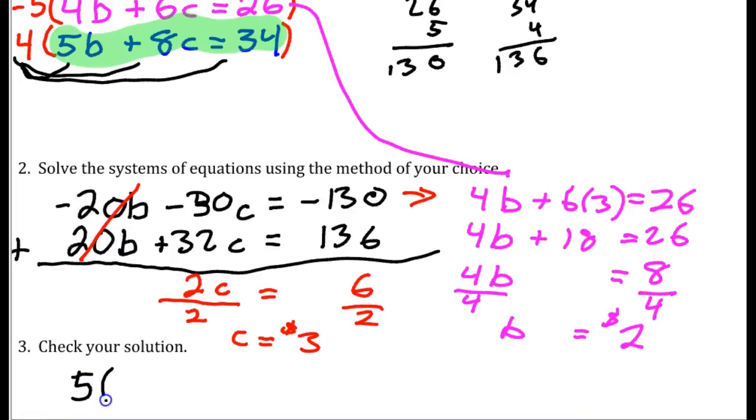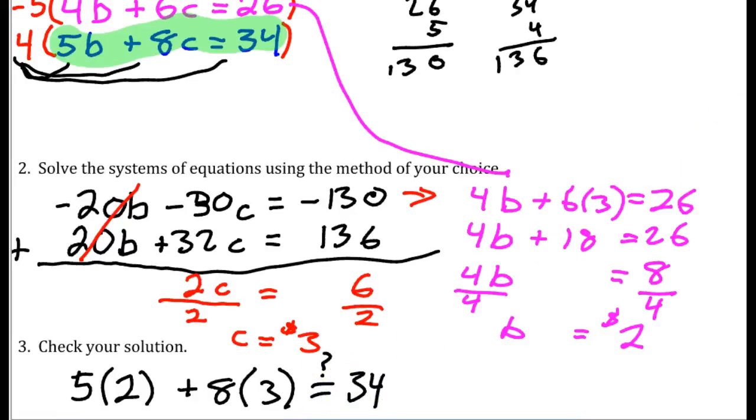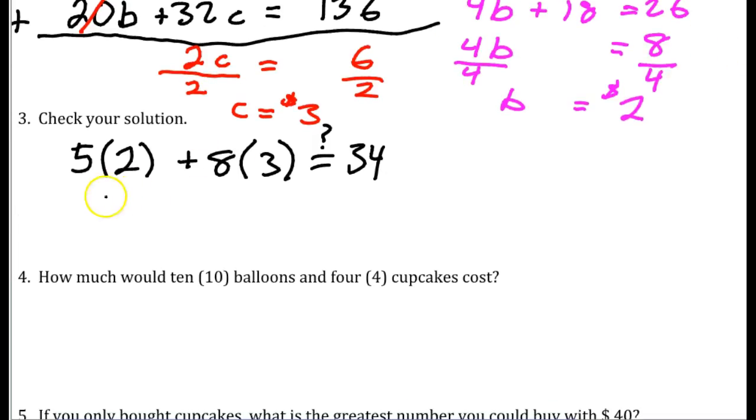So 5 times B, B is 2, plus 8 times C, and C is 3. And our question is, does it equal 34? So 10 plus 24, and 10 plus 24 is 34. So we got 34 equals 34. So yes, it works out. I have the right answer.